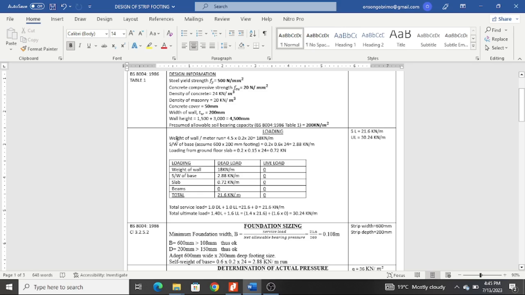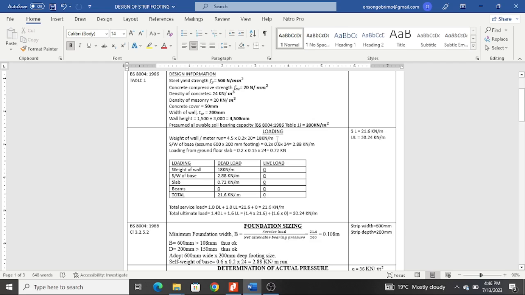So the first thing we did is a determination of the weight of the wall, and this is done per meter run, so that we are able to find loadings per meter run. So we took the height of the wall multiplied by the thickness, multiplied by 20, which was the density of masonry, multiplied by 1 because it is per meter run. So 4.5 multiplied by 0.2 multiplied by 1 gives you the volume, and then 20, which is the density. When you multiply this, it gives you 18 kilonewtons per meter, which is the dead loading of the wall on our strip footing.